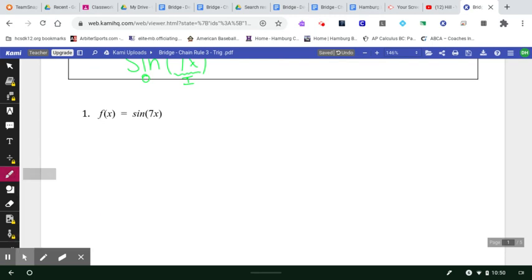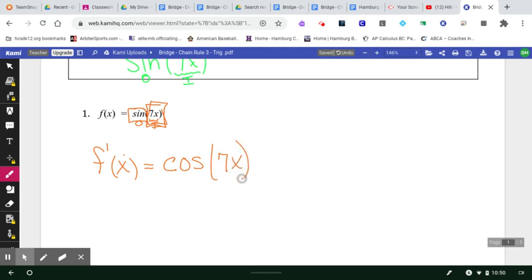All right, so for our first example, my inside is 7x and my outside is sine. When I go to take the derivative, I'm going to say, what is the derivative of the outside? Go back to your trig derivatives. We just did those the other day. The derivative of sine is cosine. Now we're not going to put the cosine of x, because we're saying keep the inside, and my inside isn't just x, it's 7x. So it's the cosine of 7x times the derivative of the inside.